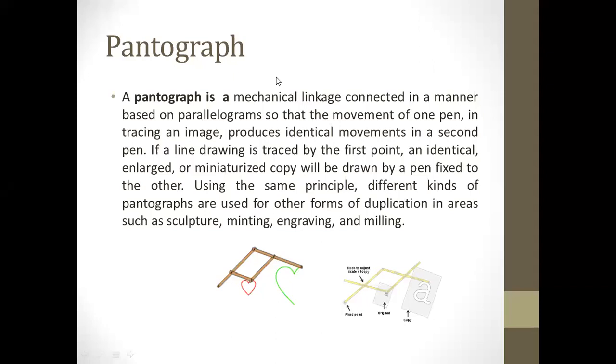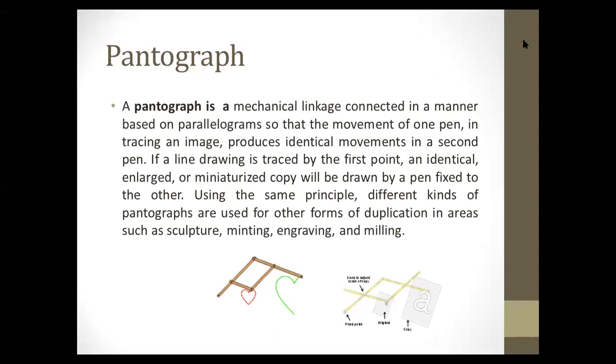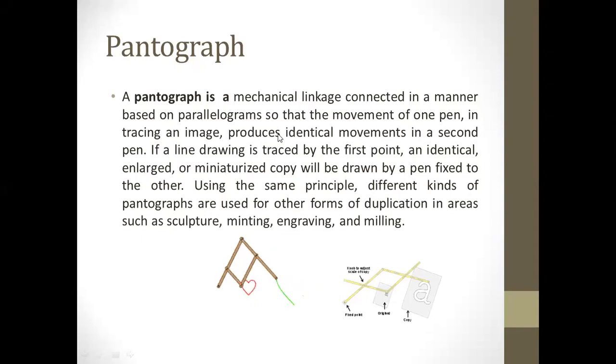The pantograph is a copying type of mechanism. So where can we use this pantograph? A pantograph is a mechanical linkage connected in a manner so that parallelograms allow the movement of the pen. Whatever image you trace, an identical image will be traced by the second pen. You can connect one pen here, and an identical image will be traced at the other end. But it can be used for an enlarged scale.